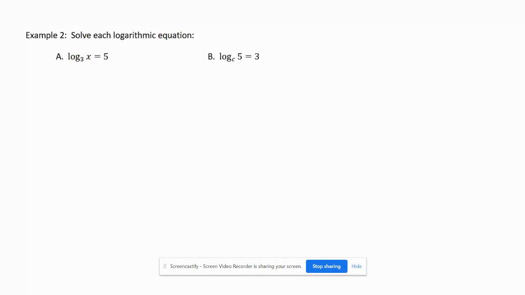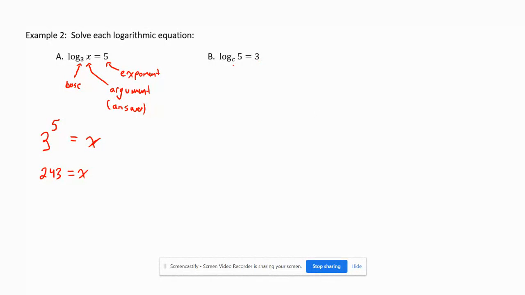So in this case, we know that this is the base, this is the exponent, and the x is the argument. I'm going to put in brackets the answer. So in this case, our base is 3, our exponent is 5, equals x. So we're looking for x in this case. So 3 to the 5th is 243. 243 equals x.